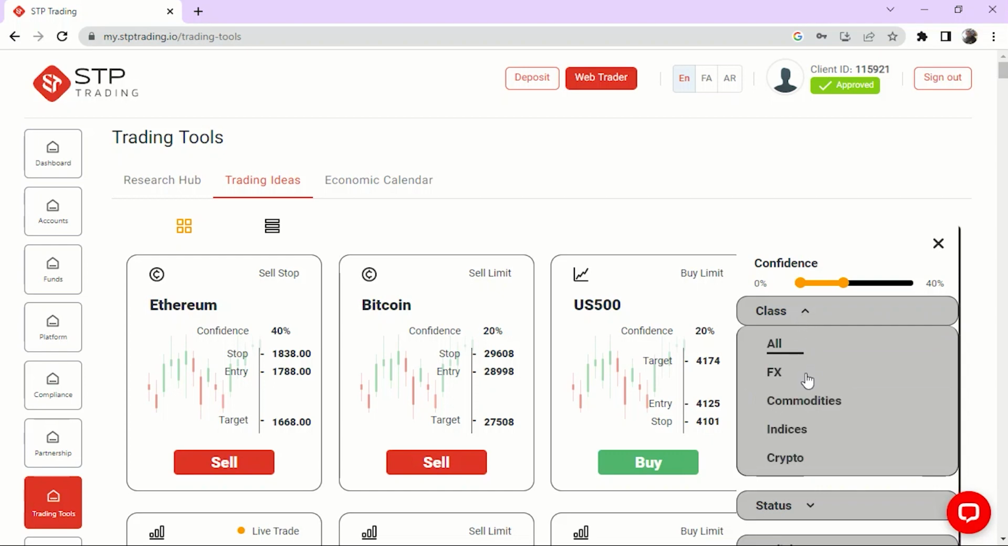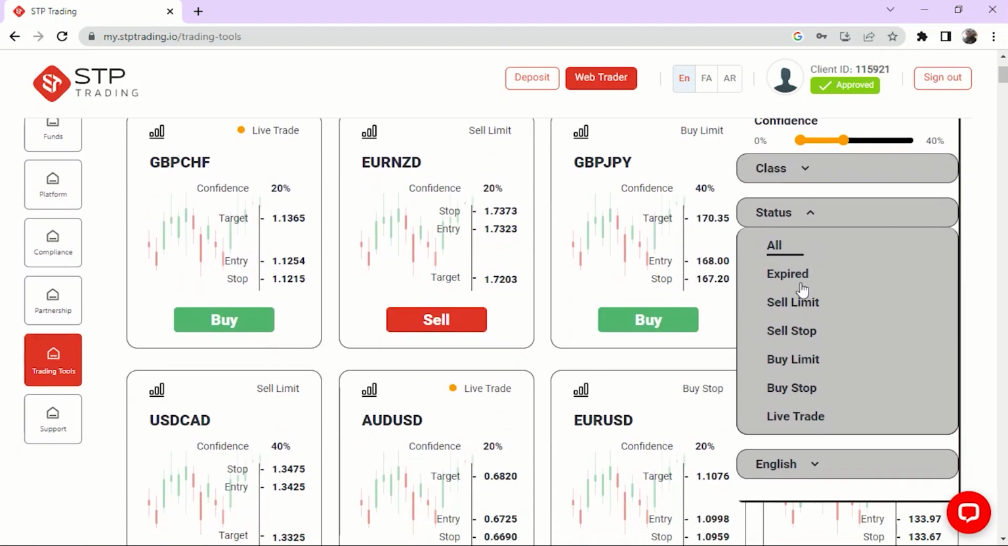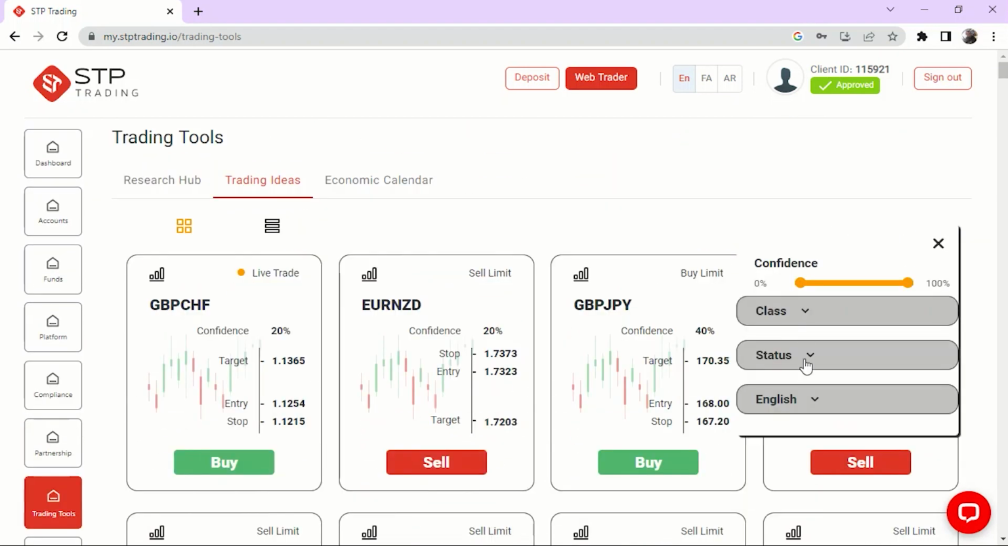You can also choose the assets you want to trade from the class. You can choose the type of the position also. More interestingly, you can choose your language as well.